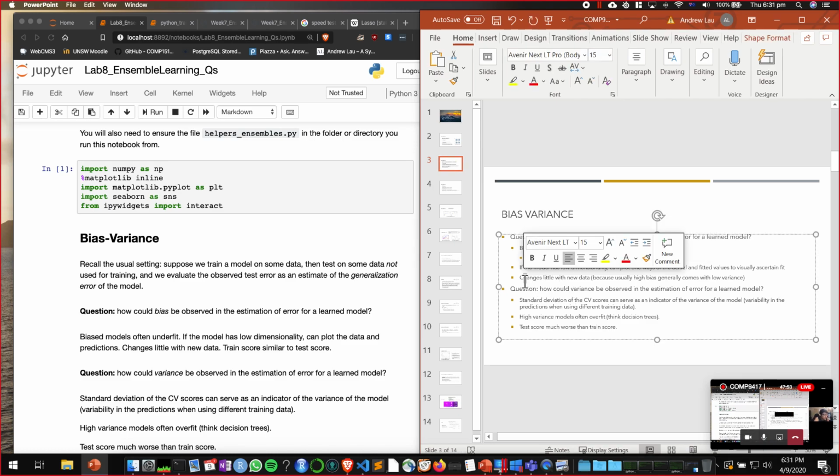Right. And the other thing is it changes little with new data. So you can see these are kind of two sides of the same coin. So why does it change little with new data? Because a high bias estimator is typically also a low variance estimator. So you can also see, if our estimate isn't changing too much with new sets of data, we can infer, okay, maybe it's a high bias estimator.